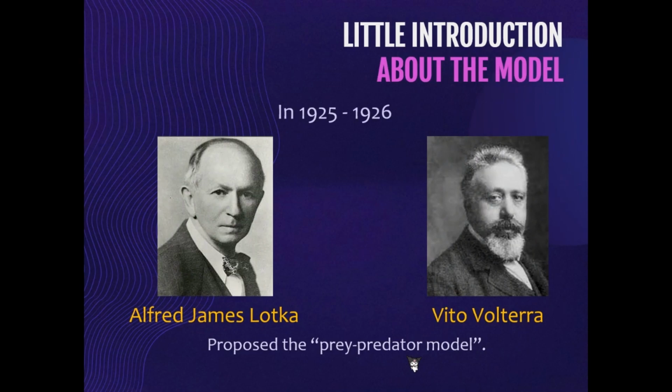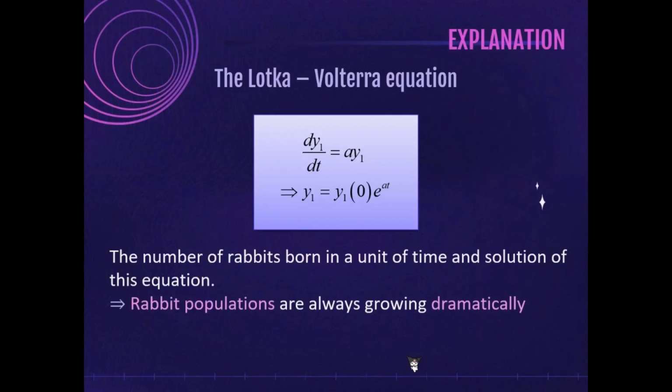We will use the rabbit for prey and the fox for predator. Let y1 be the number of rabbits and y2 the number of foxes. We assume that the amount of grass is enough for the rabbits to eat forever. The number of rabbits born in a unit of time is proportional to the population of the rabbits themselves, following this equation. The solution is y1 equals a constant multiplied by e to the power at, where a is a coefficient depending on the environment.